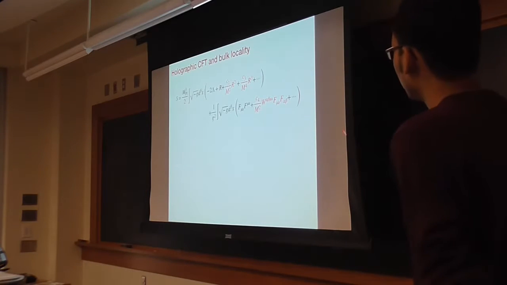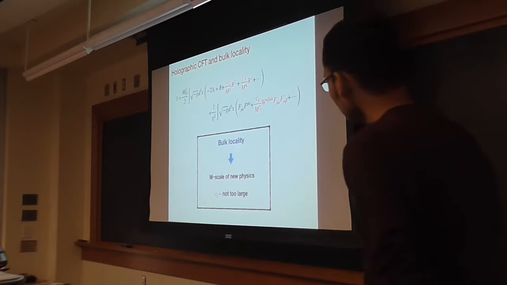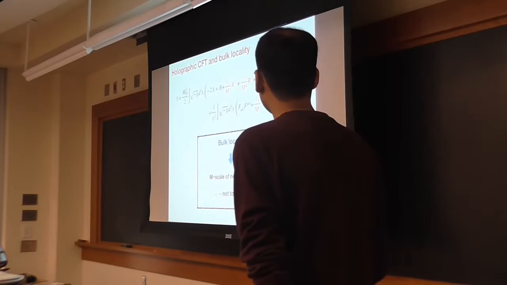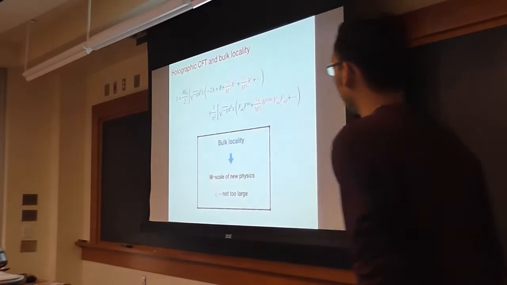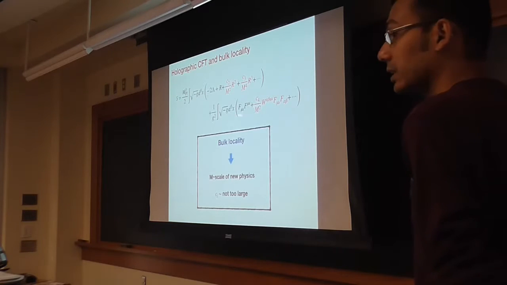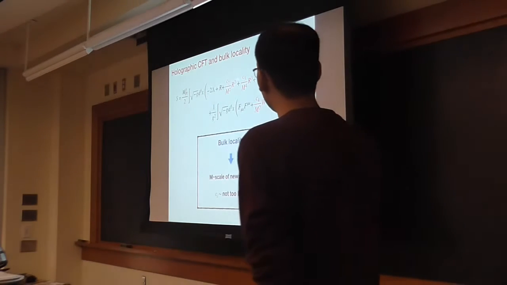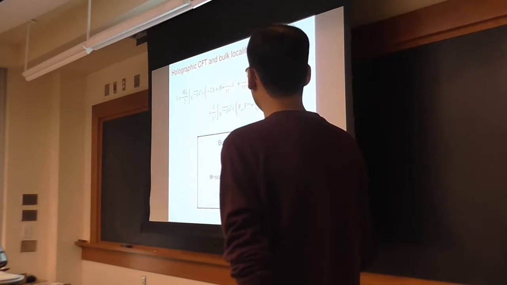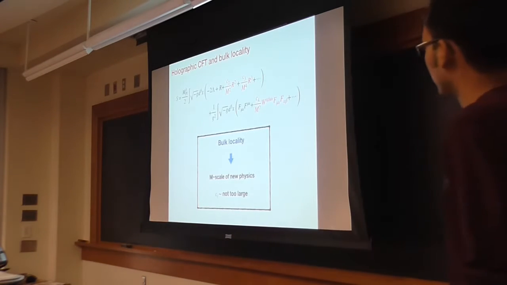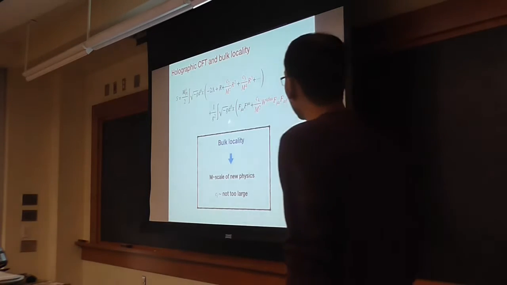Now, if you want this to be a causal theory in the bulk, that requires M to be the scale of new physics, as I said earlier, and these C's cannot be too large. In the sense that these terms cannot compete with the leading term. So you are not allowed to tune C2, C3 or C4 to be so large that this becomes relevant at low energies. So basically what I'm saying is the following.